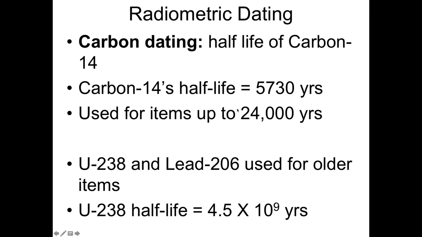So carbon-14 has a half-life of 5,730 years. We usually use it to date items for up to about 24,000 years. What we found out is all items have uranium-238, and they undergo decay down to lead-206. Because uranium-238 has a half-life of 4.5 times 10 to the 9 years, you can date any fossil out there and get a very accurate measurement of how old that fossil is.